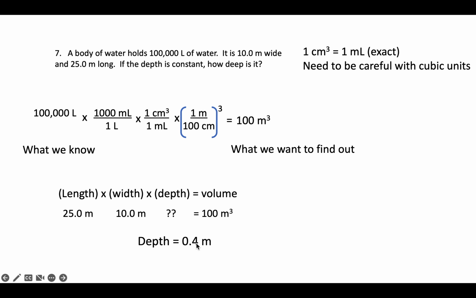I'm using only 1 significant figure because if I look within my measured value, 100,000 only has 1 significant figure.